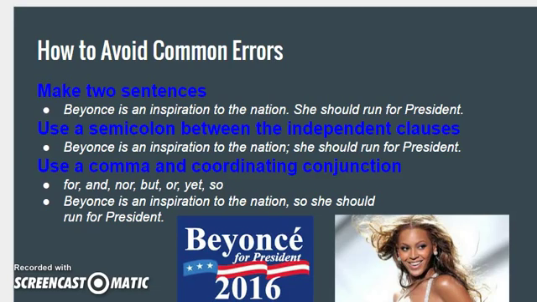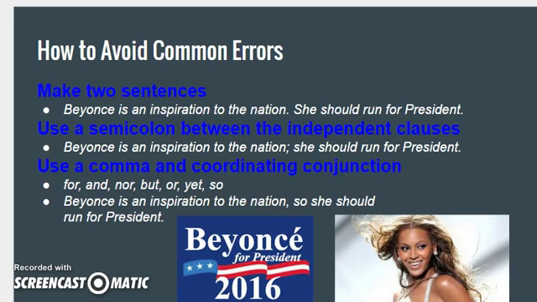There are multiple methods one can use to avoid the common errors of comma splices and fused sentences. The first option would be to break up the clauses and make two different sentences. For example, "Beyonce is an inspiration. She should run for president." Another option would be to use a semicolon in between the two independent clauses, such as the second example, "Beyonce is an inspiration; she should run for president."